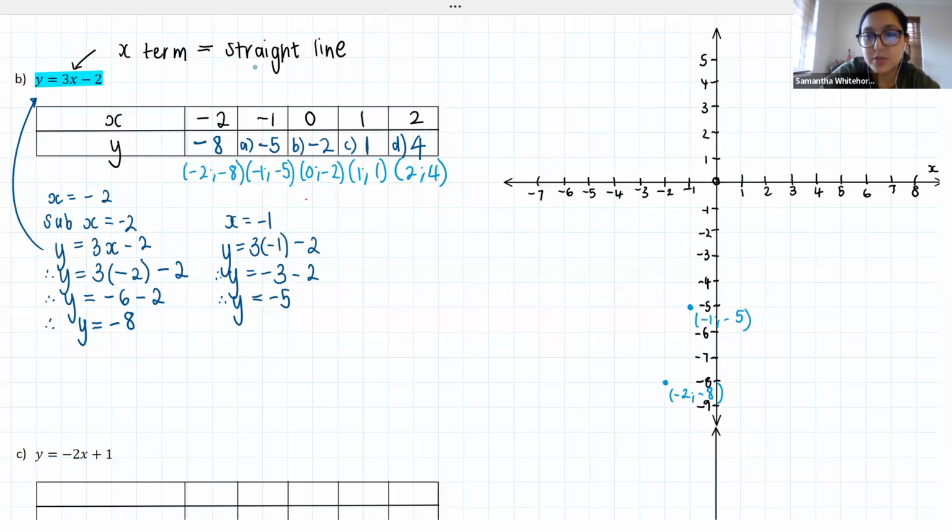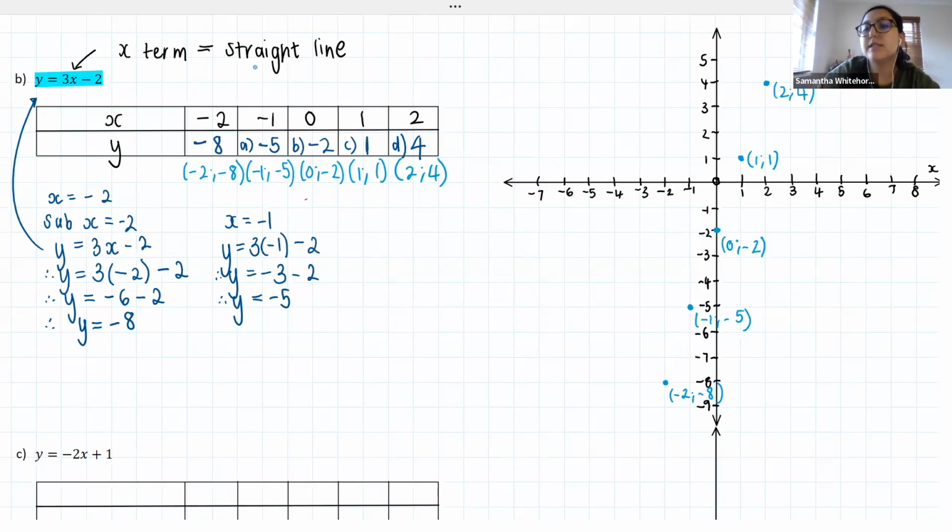0, -2. So 0, remember, is at the origin. 0 down to -2 on the y. 1, 1, so 1 on the x up to 1 on the y. And finally 2, 4, so 2 on the x up to 4 on the y, and we get our coordinates.